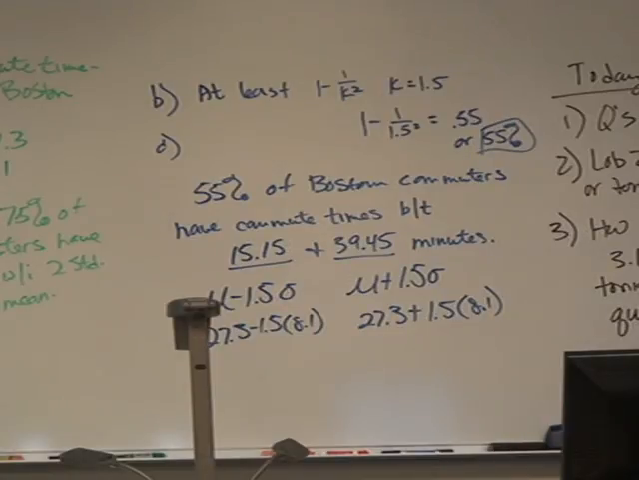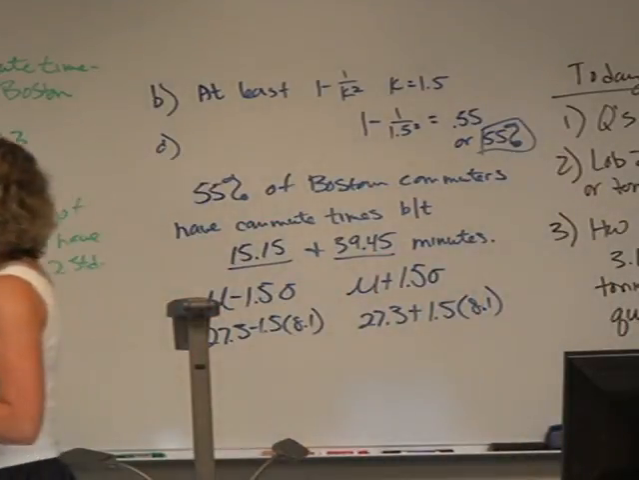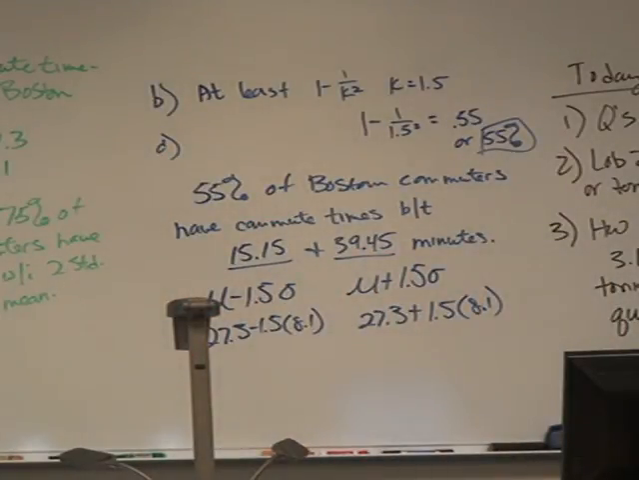Okay, cool. All right, what's the minimum percentage of commuters who have commute times between 3 minutes and 51.6 minutes? So how are we gonna figure out the percentage between 3 and 51.6 minutes? Okay, how many standard deviations does it take to get to those?